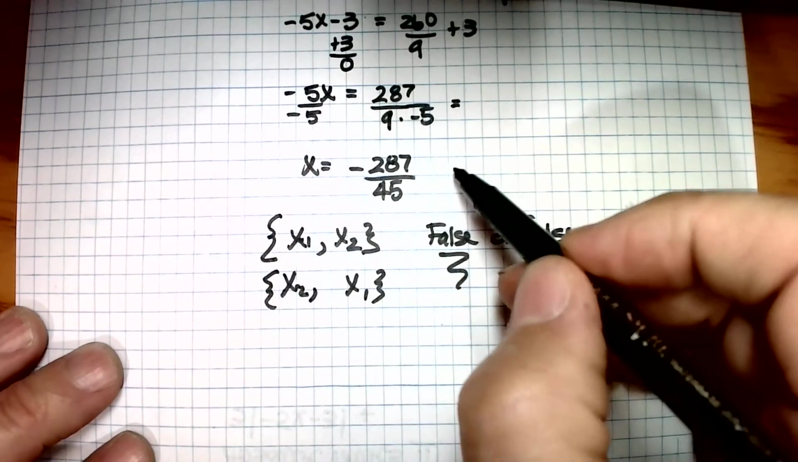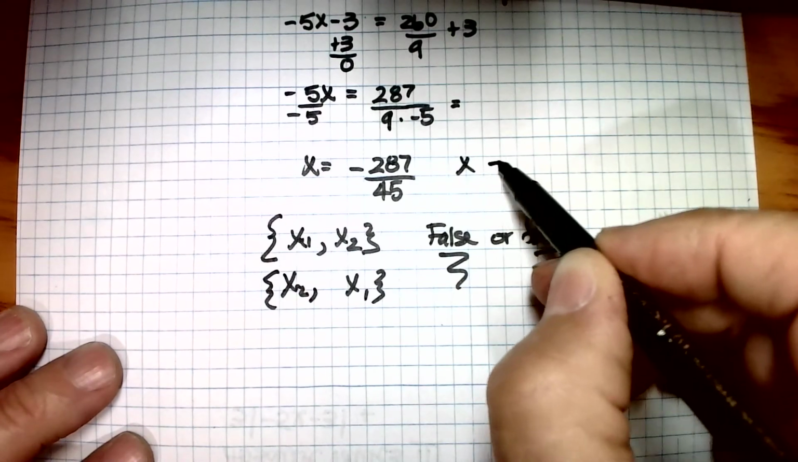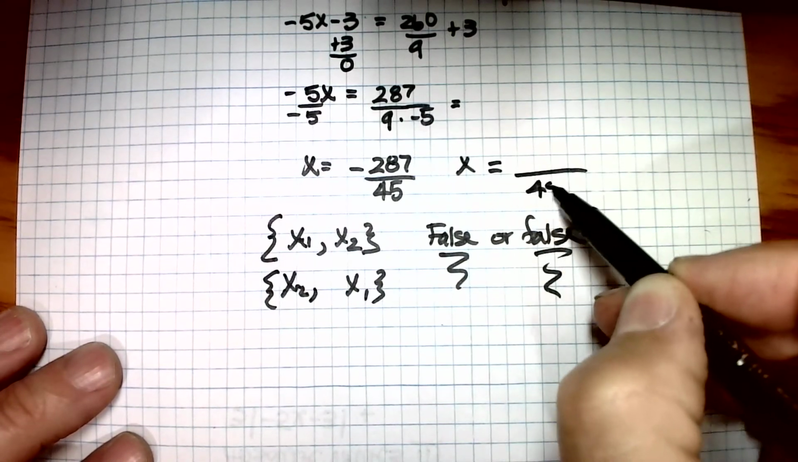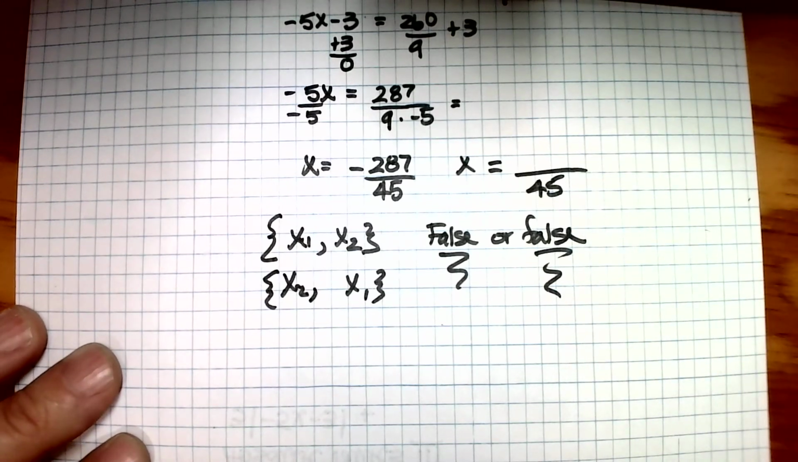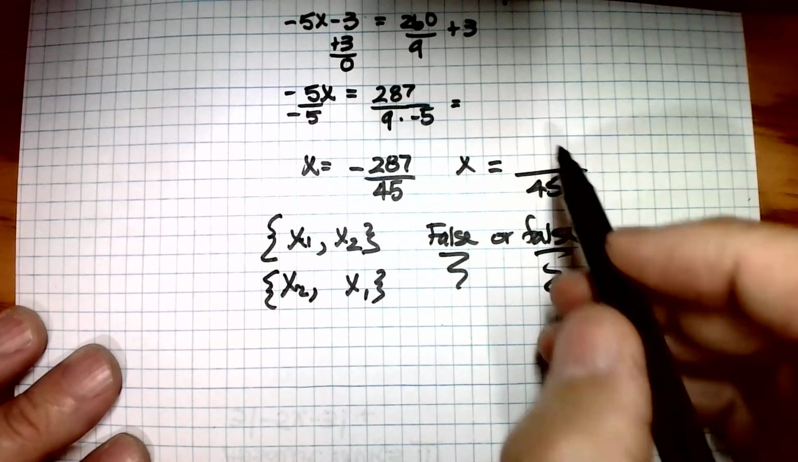Now, I challenge you to find the other one. I'll give you a hint right here. Your denominator is going to be 45. And the other side, let me take a look at my key really quick. The other side will be a positive number. It won't be negative.